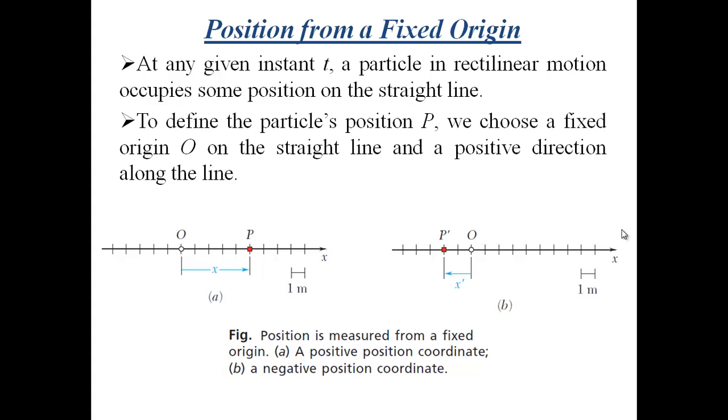To define the particle's position P, we choose a fixed origin O on the straight line and a positive direction along the line. You can see this is the fixed origin and this is the point P, in the positive direction. But in figure B, P dash is in the negative direction. Whether the direction is positive or negative depends on the movement of the particle. Figure A denotes the positive position coordinate and figure B denotes the negative position coordinate.